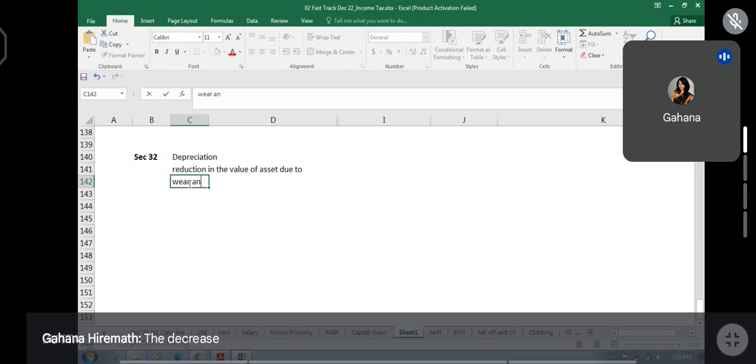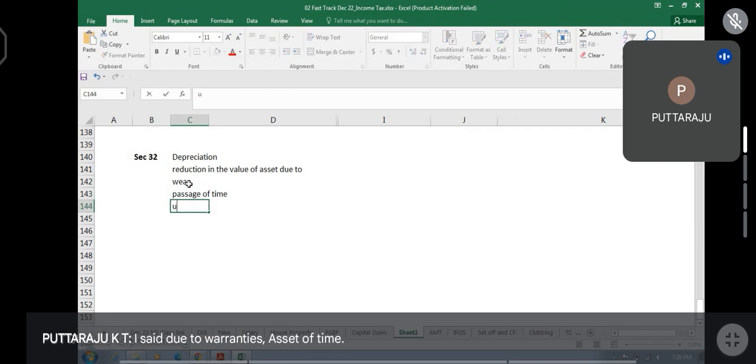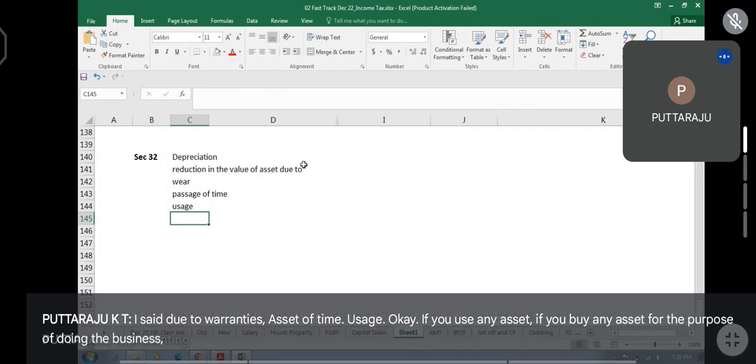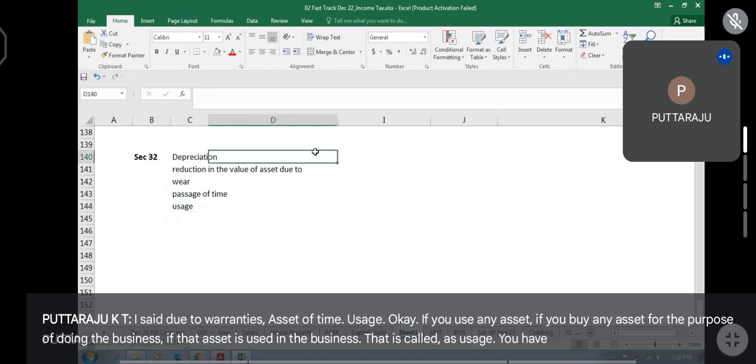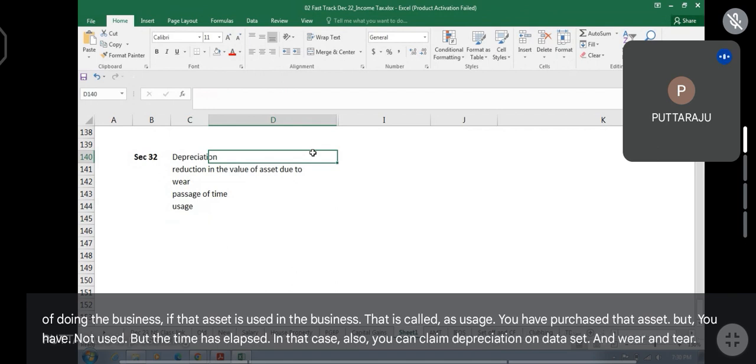Sir, decrease in the value of assets due to wear and tear, passage of time, usage. Okay. If you buy any asset for the purpose of doing business and that asset is used in the business, that is called usage. You have purchased that asset but have not used it, but the time has elapsed. In that case also you can claim depreciation on that asset, and wear and tear. This is the meaning of depreciation.